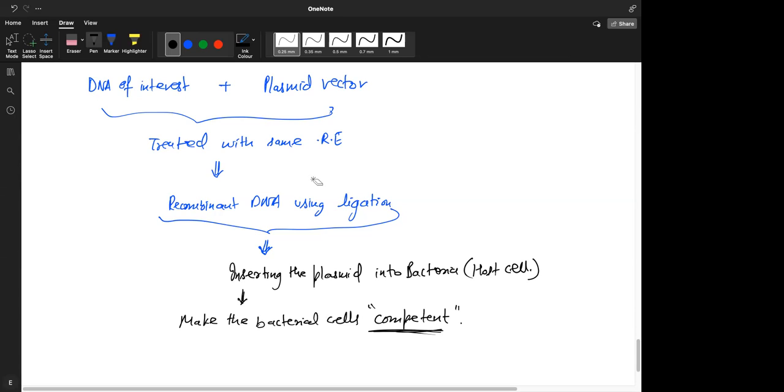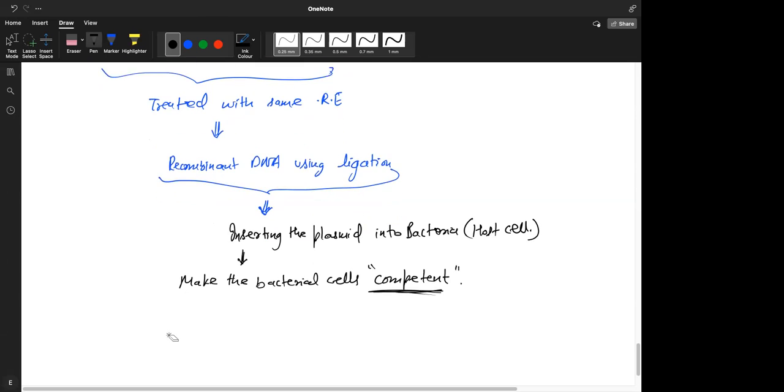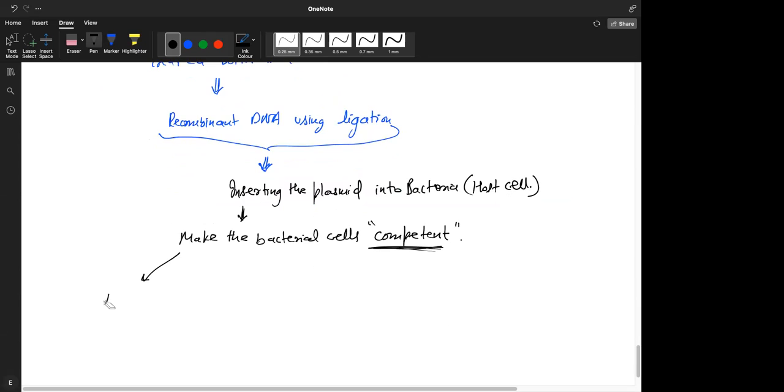But how do we make the cell competent? One way is by treating the cells with divalent cations like calcium. Now what do divalent cations like calcium do? They increase the efficiency with which DNA enters the bacteria through pores in its cell wall. So that is one way to make bacterial cells competent. There are multiple ways, we'll talk about all.